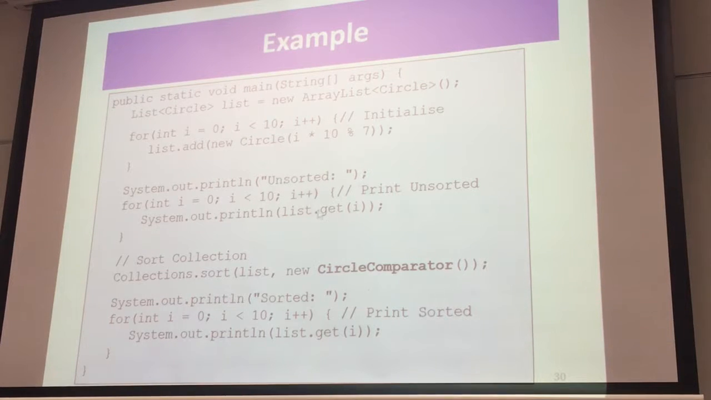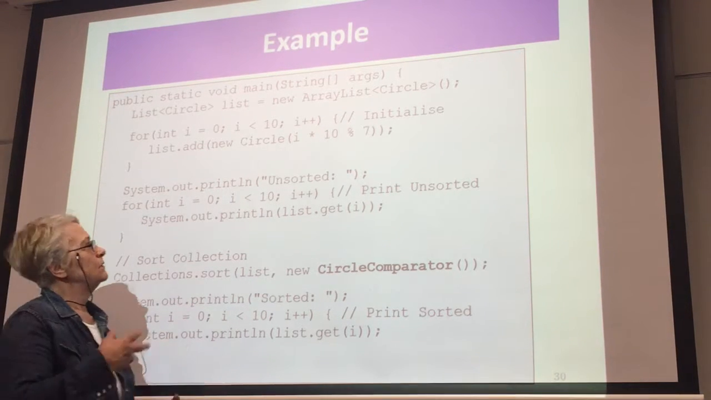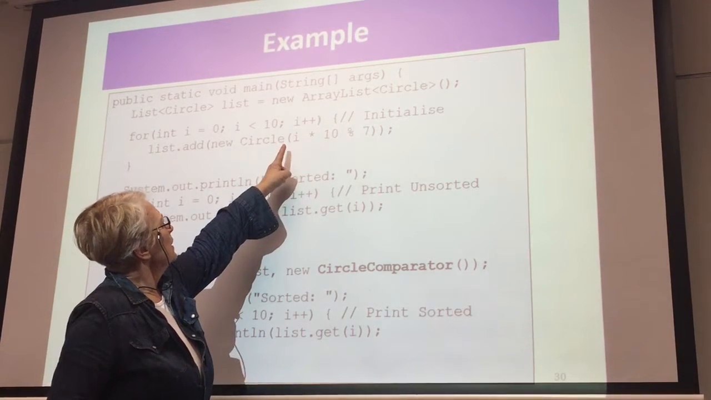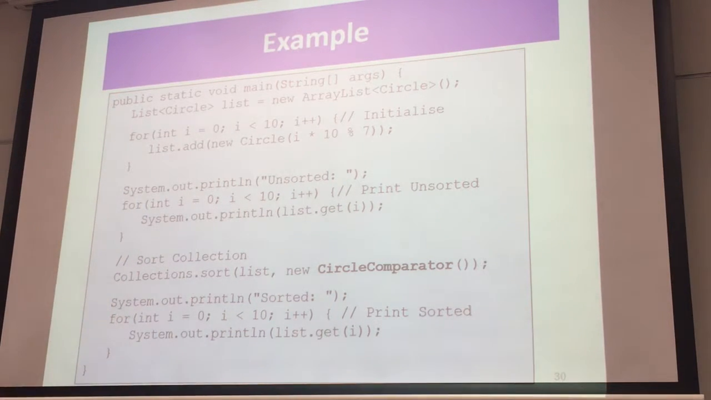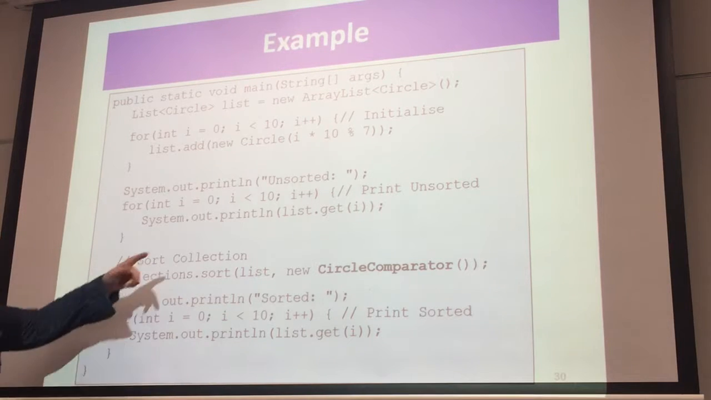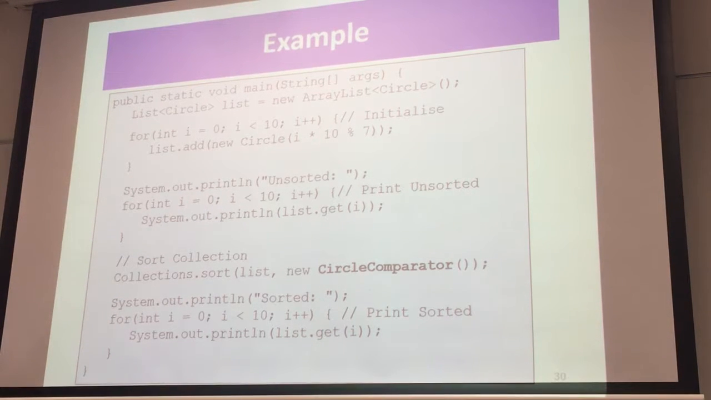Then, with the get method, we can display the values which were stored in our list for the radius of each circle, and we will get some numbers between 0 and 7, because i times 10 modulus 7 always gives the remainder, and this remainder is a number between 0 and 6, including 6. So some of the numbers will definitely repeat here.